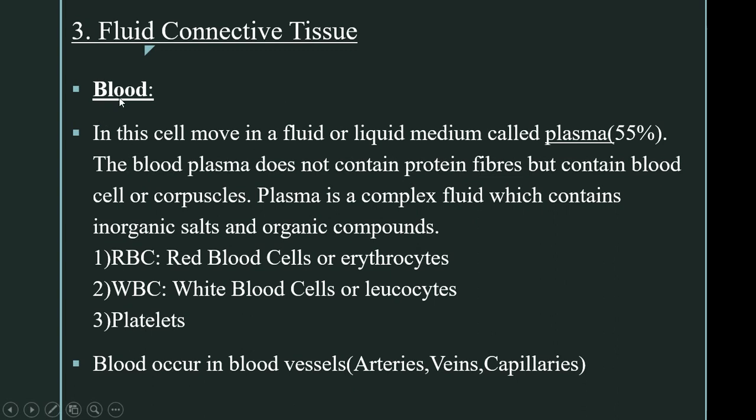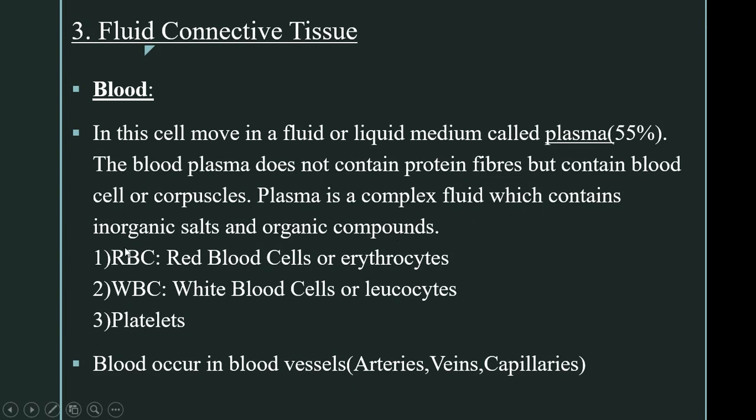The first type of fluid connective tissue is blood. In this, the cells move in a fluid or liquid medium called plasma. So blood, 55% consists of the fluid matrix called plasma. The blood plasma does not contain protein fibers but contains blood cells or corpuscles. Plasma is a complex fluid which contains inorganic salts and organic compounds. It holds a large number of inorganic salts and organic compounds.